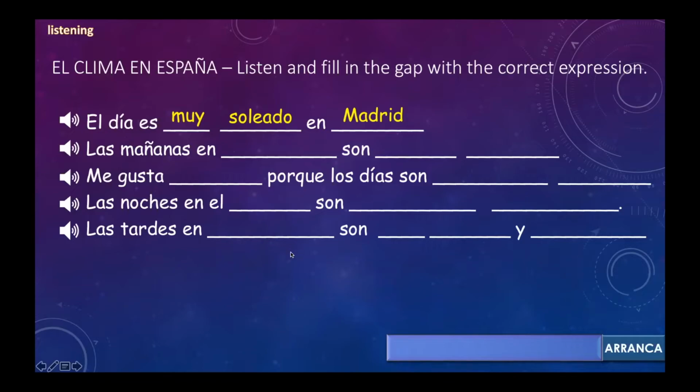Can you guess the place? Yes. Let's listen to it. Las mañanas en Barcelona son bastante cálidas. Good. Let's go with the third one.